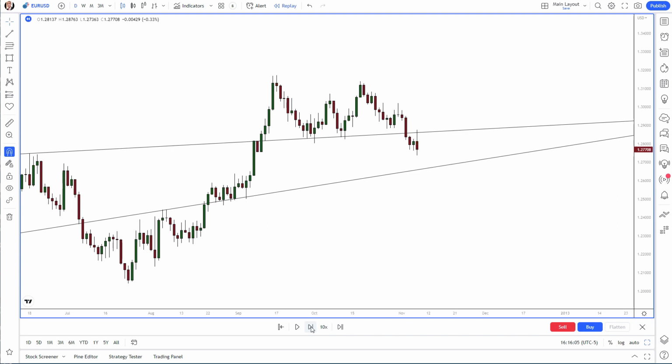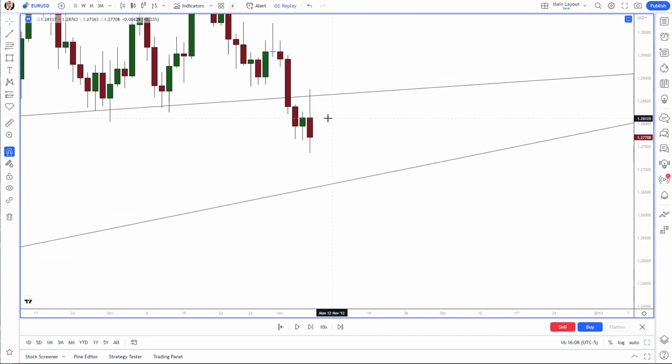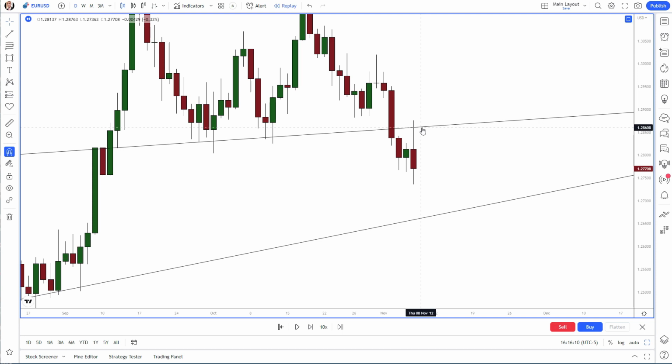Eventually it tries to break down. Now, what's interesting is that once it breaks, you can see how I respected that resistance level. Okay, you could have gotten short there. I didn't because I was bullish.